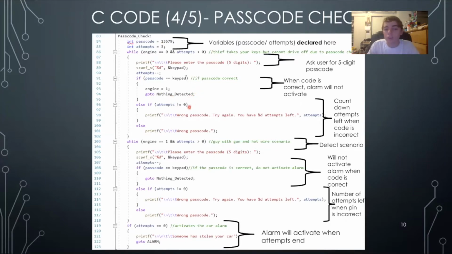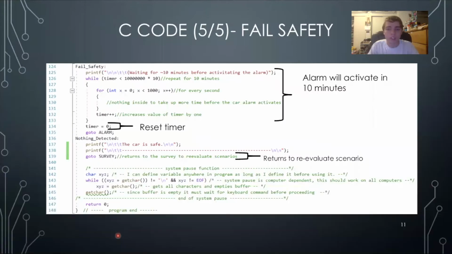However, if they enter the wrong passcode, it will tell them how many attempts they have left. And by the time they reach over, it will be the wrong passcode. And then this is if the engine is on and the attempts is still greater than 0, it does the same thing, just for 2 different scenarios. And if the attempts equals 0, then it will say that someone's stolen the car and it will activate the alarm. And here within the fail safety button feature, it's going to wait 10 minutes before activating the alarm.